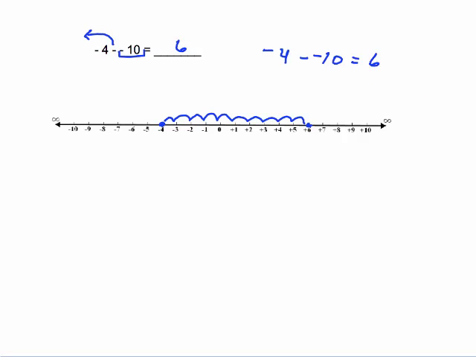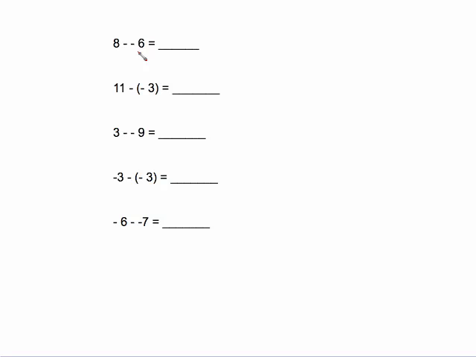But I can still do my keep, change, change, which helps me to avoid the number line. Keep that, change that, that means it goes to a plus. Change that, that means that goes to a plus. And now what you're looking at is negative 4 plus a positive 10. Those are different signs. Keep the sign of the larger, that's why this is positive, and then subtract 4 from 10. So 8 minus a negative 6. Keep, change, change. This is plain old 8 plus 6, which is 14.